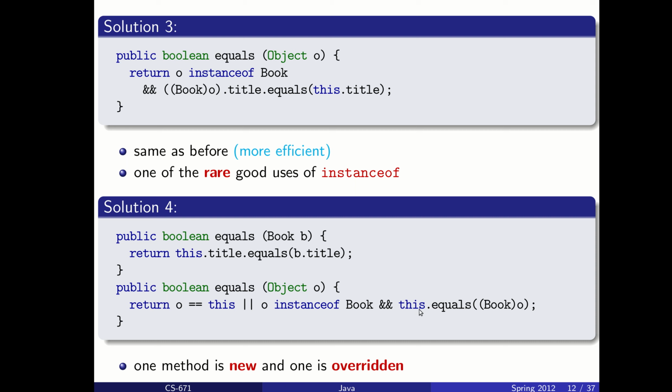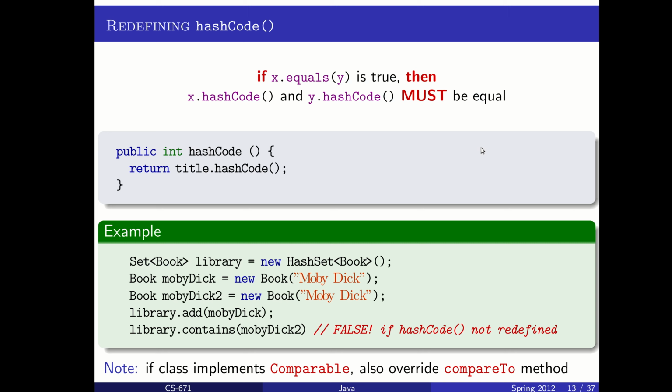And then down here, what we're essentially doing is that instanceof check, and then we're calling to a book-specific version. And that will call up here to the other one, and then it will check the titles against each other. This avoids the casting inside the method, but it does have to cast here to make it into a book. So that's another possible approach to this.